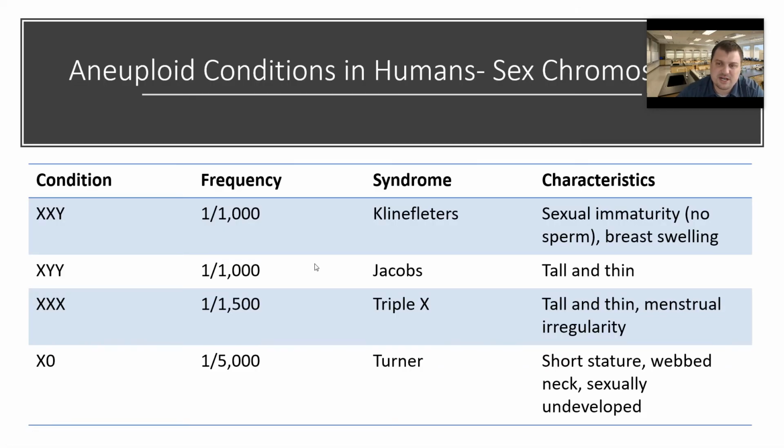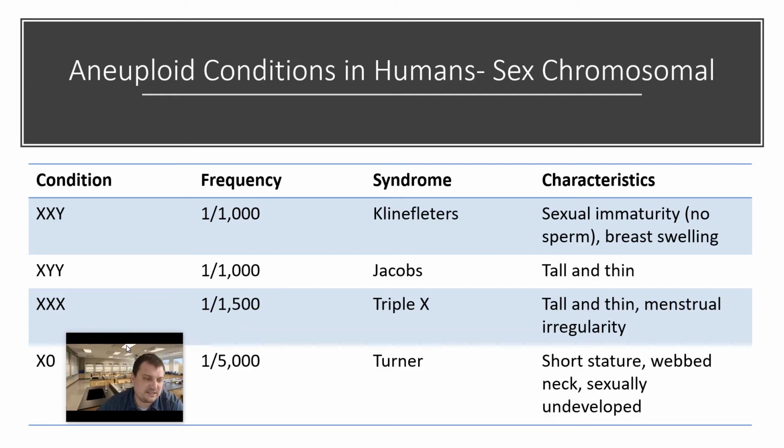Here's some other ones right here. Sometimes we can get aneuploidy occurring with the sex chromosomes. At that 23rd pair, we have an XX or an XY. Sometimes non-disjunction can occur with those. For example, some males can have an extra X chromosome, and we call this Klinefelter's. Sometimes maybe they got an extra Y. That's Jacob syndrome. Females can actually get an extra X chromosome.